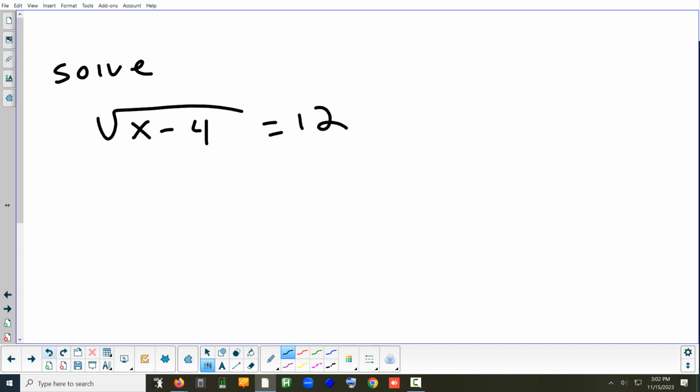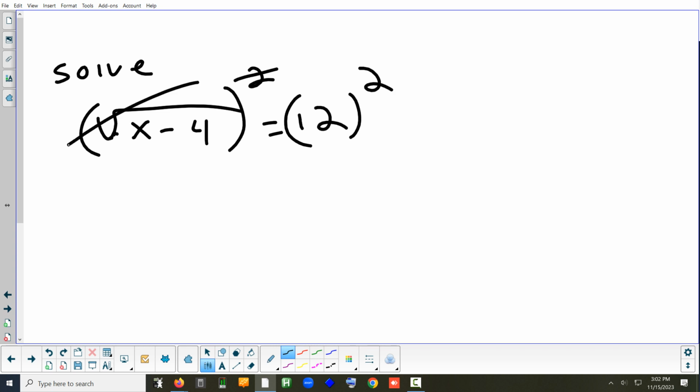So now the next step is to get rid of this radical symbol. What kind of radical symbol is that? That's a square root. So how do you get rid of a square root? You square it. So you have to square this side and square that side. When you square what's on the left, the square and the square root cancel. And what are you left with on the left side? X minus 4. And on the right side? 12 squared, so 12 times 12. 144.